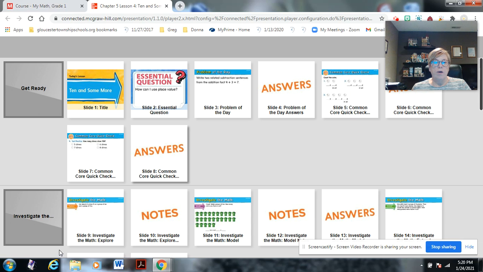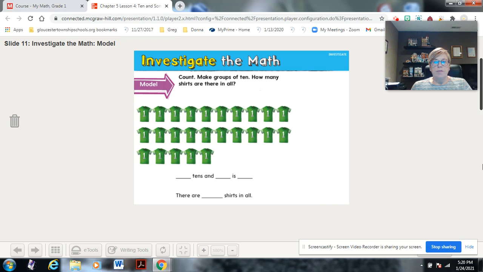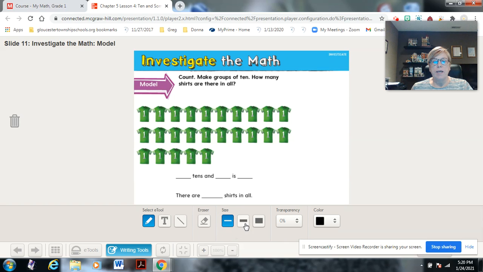Very good. Okay, let's look at this investigation here. They want us to count. Make groups of 10. How many shirts are there in all? Okay, so remember, whoops, wrong one. Remember, I always say I like to make a mark before I circle. So 1, 2, 3, 4, 5, 6, 7, 8, 9, 10. Now I'm going to circle this group.